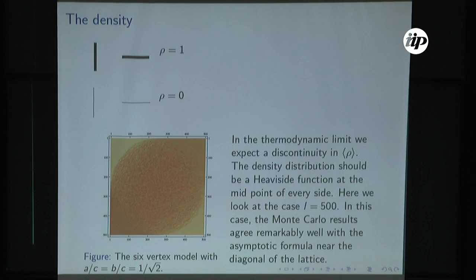Now, coming to the calculation of the density. By density, I mean this: a thick line has density 1 and a thin line has density 0. We want to measure density. We can expect a discontinuity in the expectation value of rho. When we pass along this edge, we should have a Heaviside function, because the density of the vertical edge should be 1 here and 0 here, for example. We did these measurements when L was 500, which was the greatest value we considered so far.